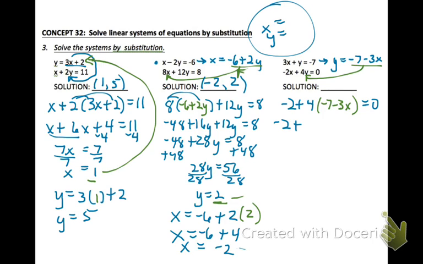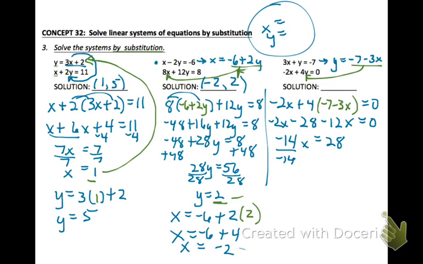So now I distribute. So 4 times -7 is -28. 4 times -3x is -12x. And that equals 0. And then I'm sure you probably saw this, but I forgot my x there. So I'll just fix that. So now I'll combine my x's. I have -14x, and I will add my 28 to both sides. Divide both sides by -14, and I get x equals -2.